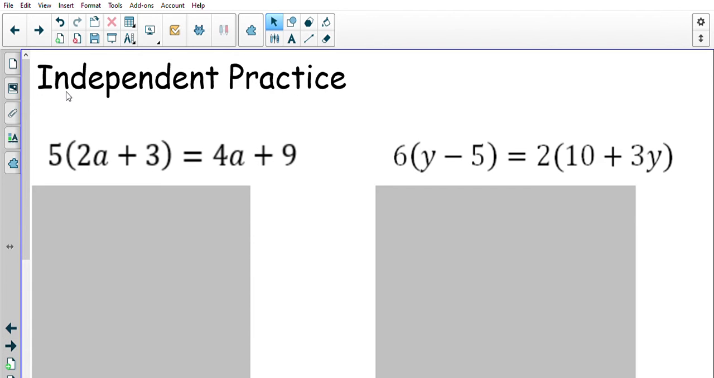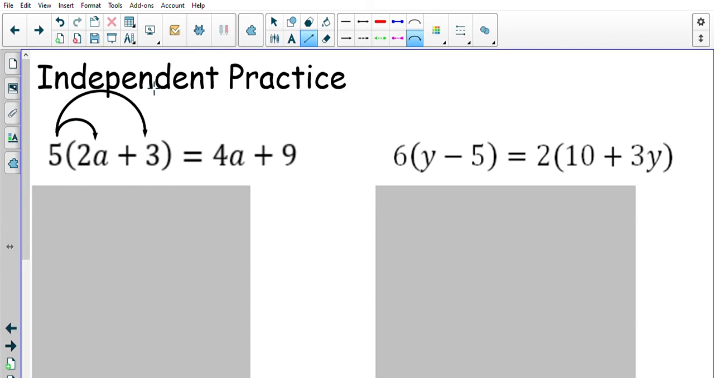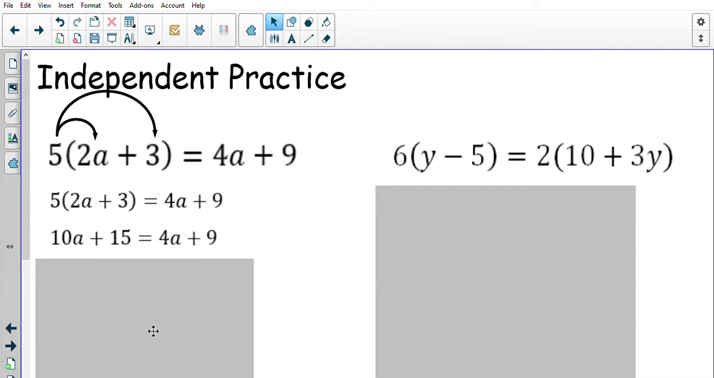All right, so for our first question, we're going to start by distributing the 5 into the parentheses here. So I'm going to take 5 times 2a and 5 times 3 to start. So 5 times 2a is going to get us 10a, and 5 times 3 is going to get us 15. So we have 10a plus 15 equals 4a plus 9.